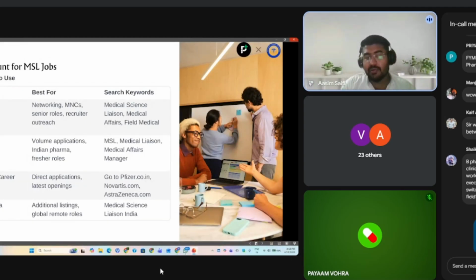How to tackle that? Naukri.com, I'll let you know some tricks at the end. How to search MSL jobs? So these are the platforms. How to search the jobs? I'll come to that in the last. There are some keywords we can search: company career page, direct application, latest openings. Go to Pfizer.co.in, Novartis.com, AstraZeneca.com, Indeed India, additional insights, global remote roles, Medical Science Liaison India.